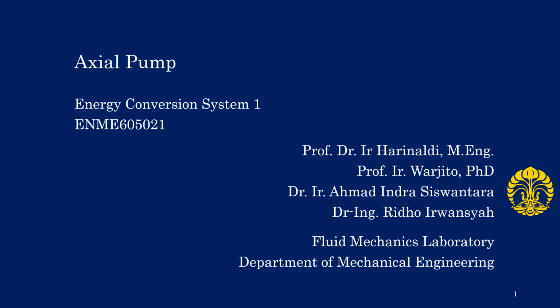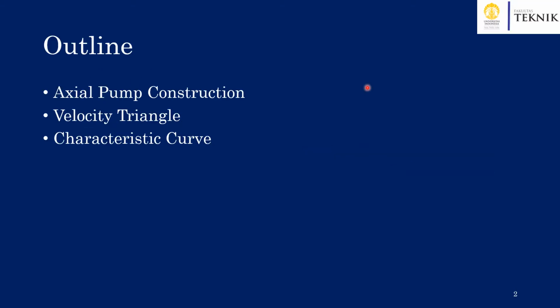Previously, we already talked about centrifugal pumps, and from this point we will proceed with another type of pump that is called an axial pump. In this video, we will talk about three main subtopics: the axial pump construction, then the velocity triangle of the axial pump, and then we will have a look at the characteristic curve of an axial pump.